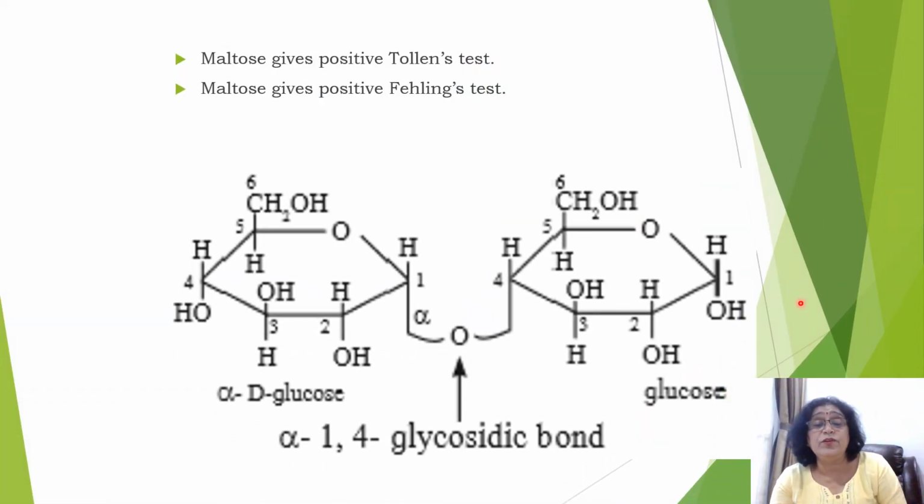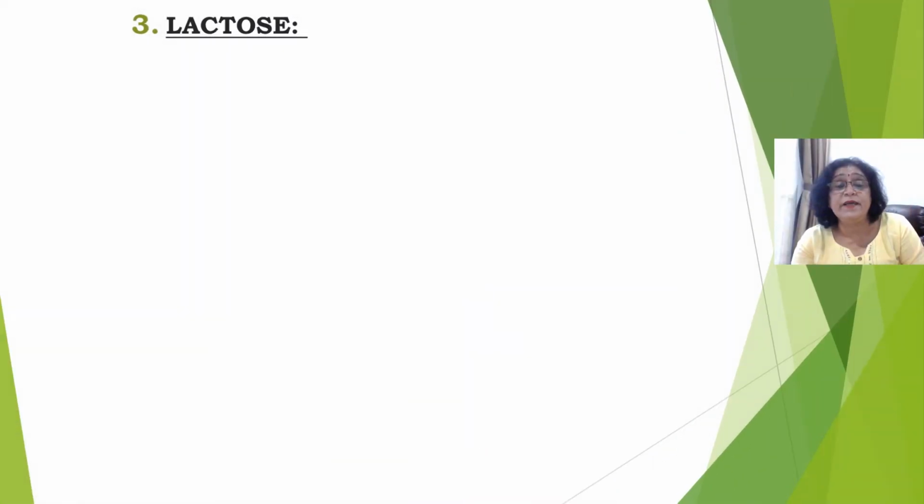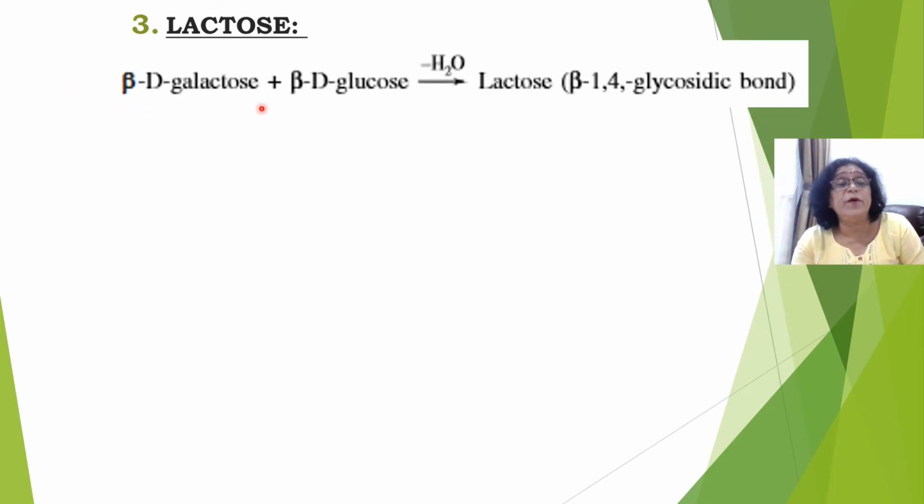So here what I had told you for seeing whether it is a reducing or non-reducing sugar, any one of the carbon atom should have H, OH and the ether linkage on the same carbon. Here you see this carbon is having H, OH and the ether linkage. That is why maltose is a reducing sugar and it gives positive Tollens test and positive Fehling's test. Third example is lactose. Lactose is made up of beta D galactose and beta D glucose. So when beta D galactose and beta D glucose come together, they form lactose.